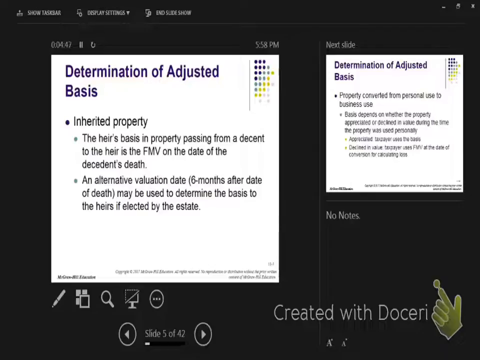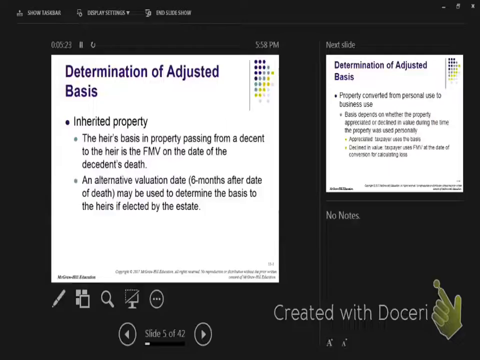Now, you don't pay tax on inherited items. So if you inherit land that's worth $100,000, the fair market value, that means you don't pay tax on $100,000. If you go to sell that land and you sell it for $120,000, you pay tax on $20,000. So if 6 months after your grandpa dies, that land's worth $110,000, you would prefer to take the fair market value as the valuation, the alternate valuation date, because now it's worth more.